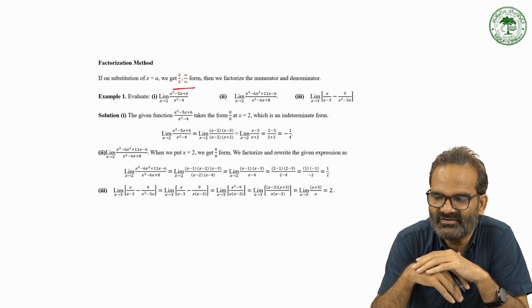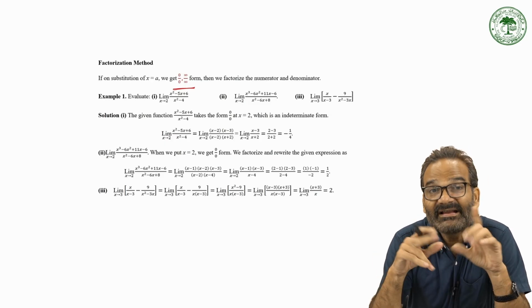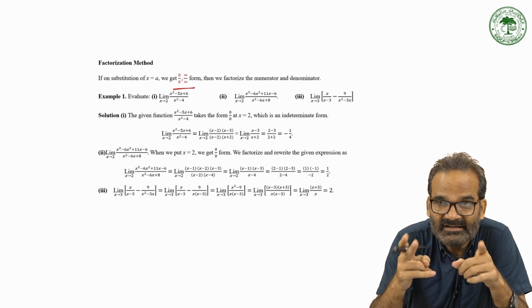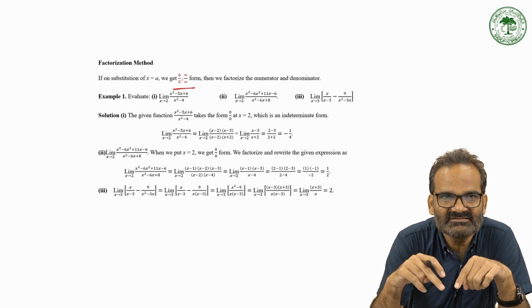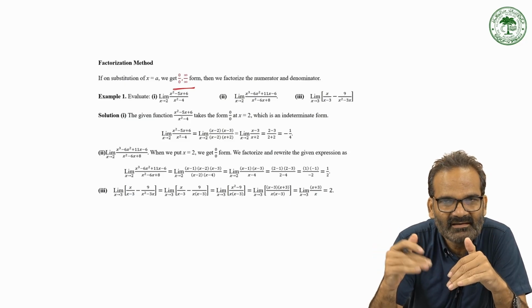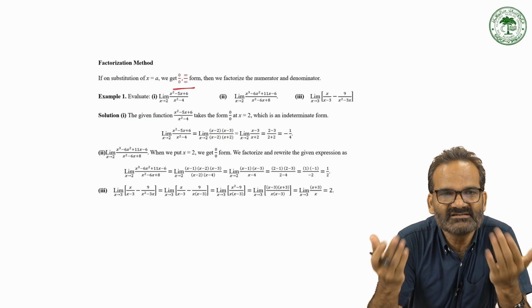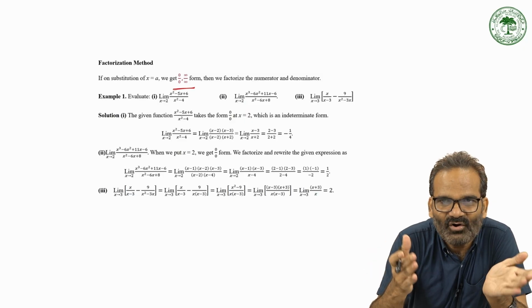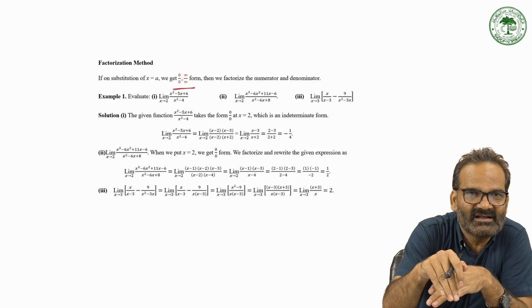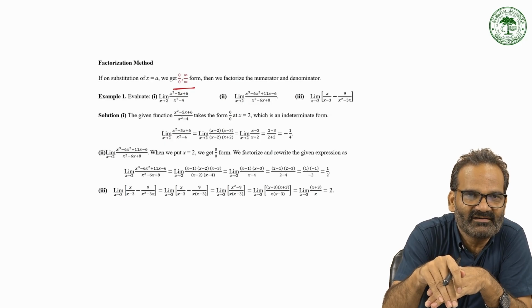What does the method of factorization say? We will find out the factors of the numerator and then the factors of the denominator. Some factors in the numerator and denominator will be common. These factors will be cancelled out. What is left? We will again use the method of direct substitution to find its limit.